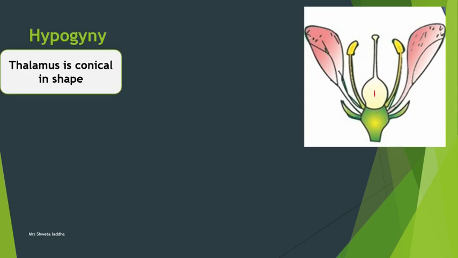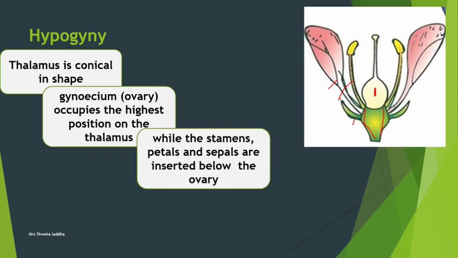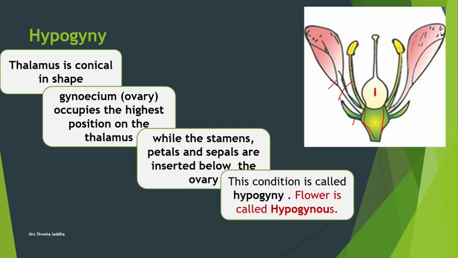You can see I'm writing here number 1. So the gynoecium is at the top. The thalamus, if you see, is becoming almost a cone shaped structure. Look over here, it is becoming conical in shape. The ovary occupies the highest position on the thalamus. Look at the picture. This is the calyx, this is the corolla, these are the androecium. All these are below the ovary on the thalamus. Stamens, petals, sepals are inserted below the ovary. This condition is called hypogyny, below the gynoecium.